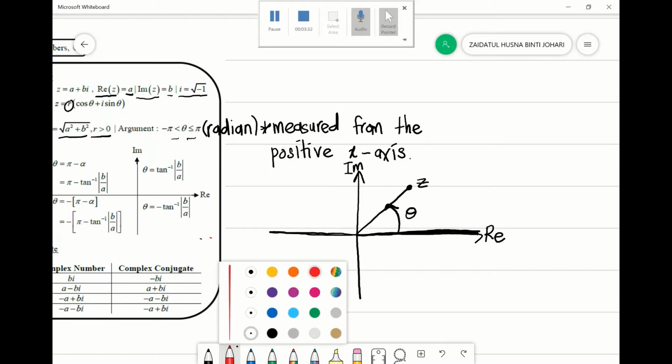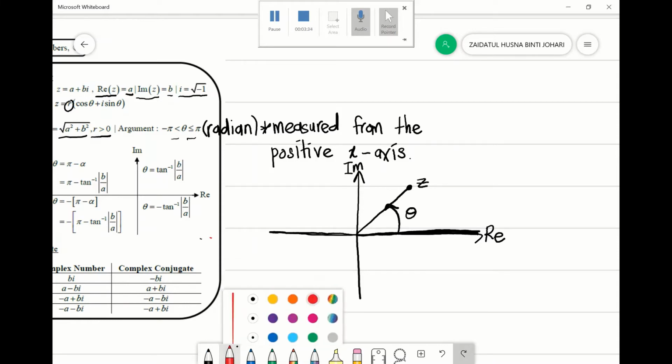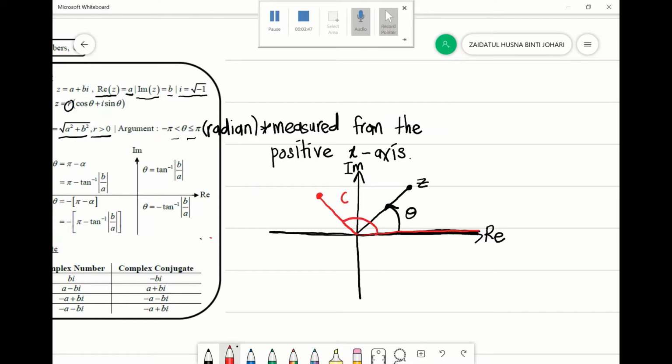Second example, let's say our complex number is located in the second quadrant. Since the argument is always measured from the positive x-axis, we know that this would be the argument. So it's going to be an obtuse angle, right?